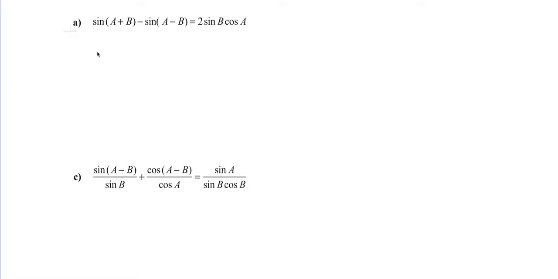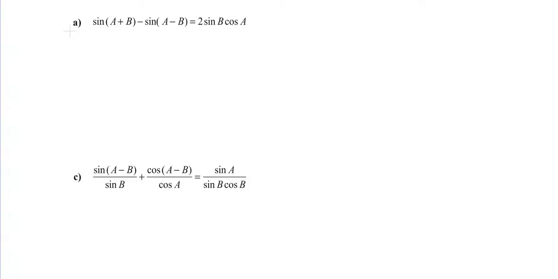Right now we're going to be doing chapter 6, section 6.4, questions 5 and C. So it says up above, prove the identities, and obviously what we want to do is make it so both sides are equal to the same thing.